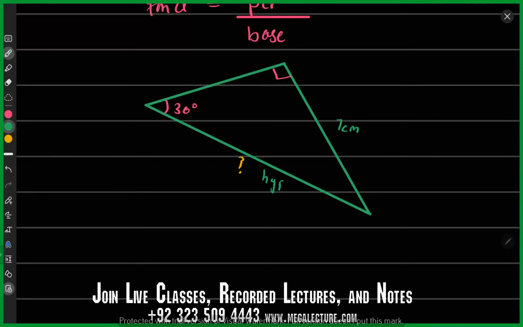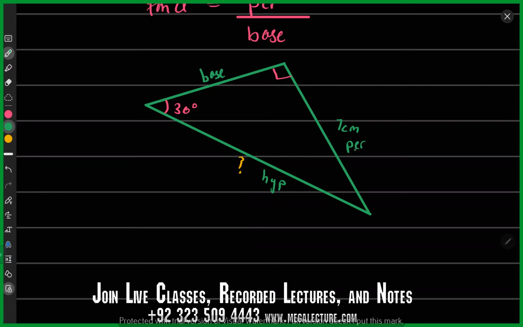Okay, which side is given? The side opposite to theta is given. If I'm considering this 30 degrees as my theta, the side opposite to 30 is basically this side. The side opposite to theta is the perpendicular side. The side between theta and the right angle is called the base. So I need to find hypotenuse and I have perpendicular.